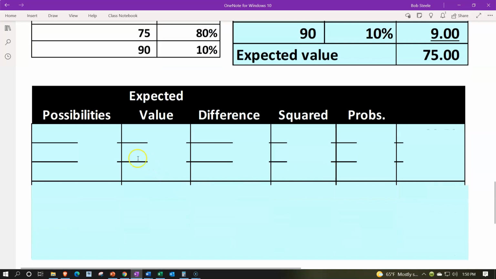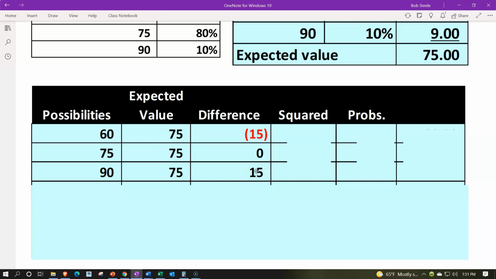So let's take a look at it. The outcomes are going to be the 60, 75, and the 90. The expected value is going to be 75, which we picked up top. We get the standard deviation and the variance by taking the difference between each point and the expected value. This is our statistical type of analysis. The 60 minus 75 is negative 15, 75 minus 75 is 0, 90 minus 75 is 15. We're then going to square them just as we did before.